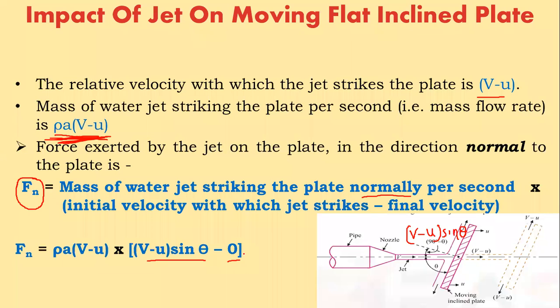What is the final velocity going to be? After the jet strikes the plate, the plate is going to move forward. So this plate is going to move away from the jet, and it is going to move in such a manner that it falls out of the line of action of the jet. So the final velocity is going to be 0.